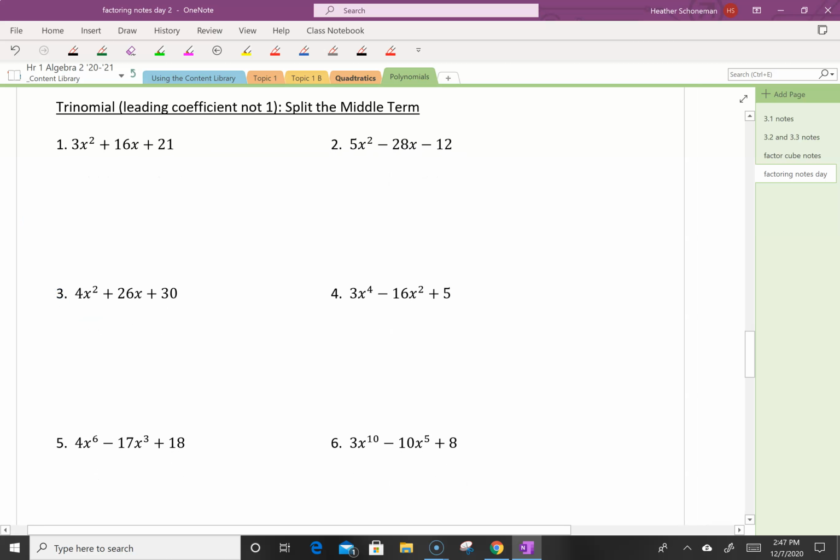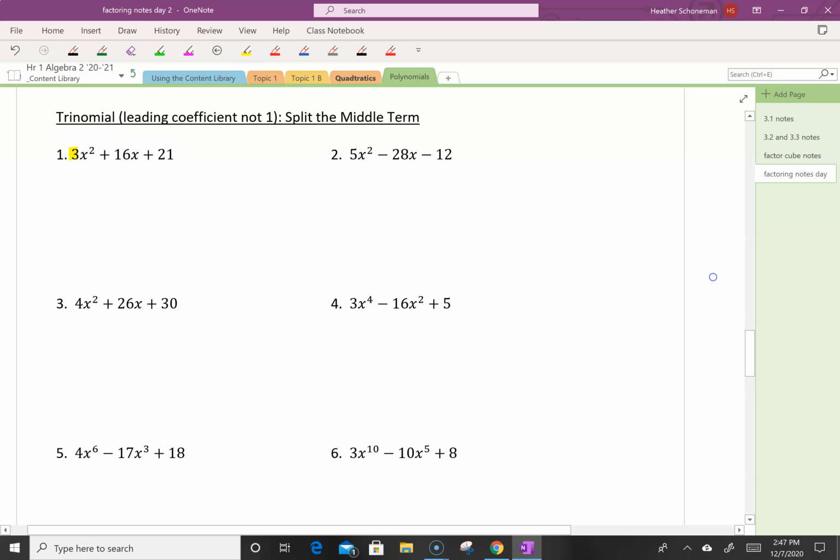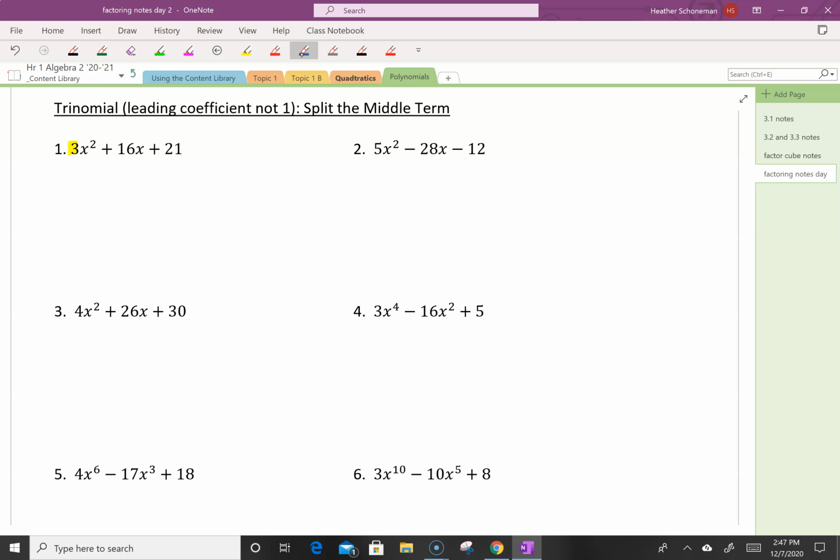Okay, last thing is trinomials where the leading coefficient is not 1. Those are going to split the middle term. So here the leading coefficient is 3, clearly not 1. Now even though it's a new problem type, we still need to look for the greatest common factor. There isn't one on this first one, so I'm going to start my process of splitting the middle term.